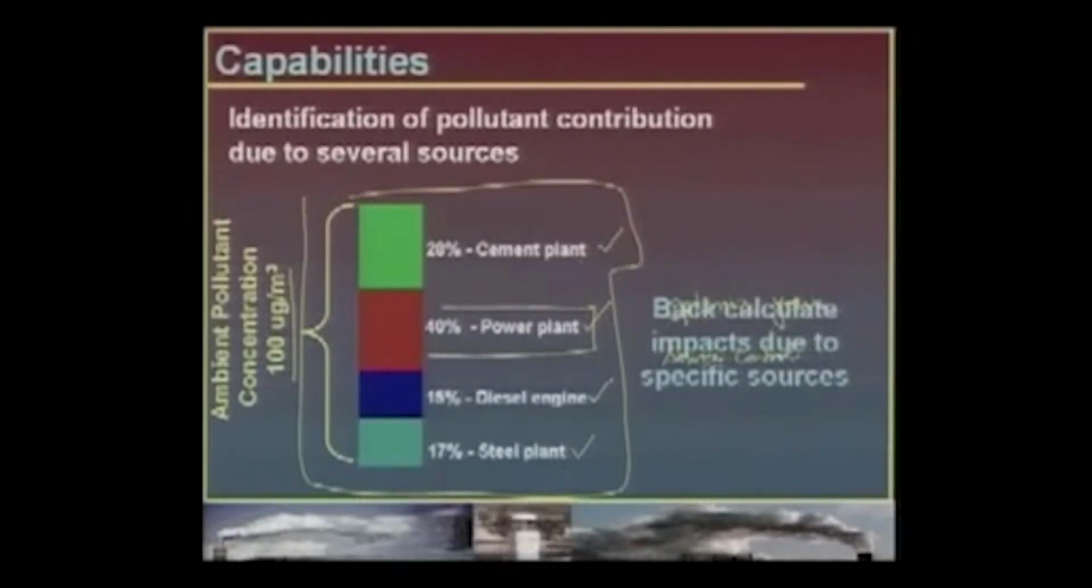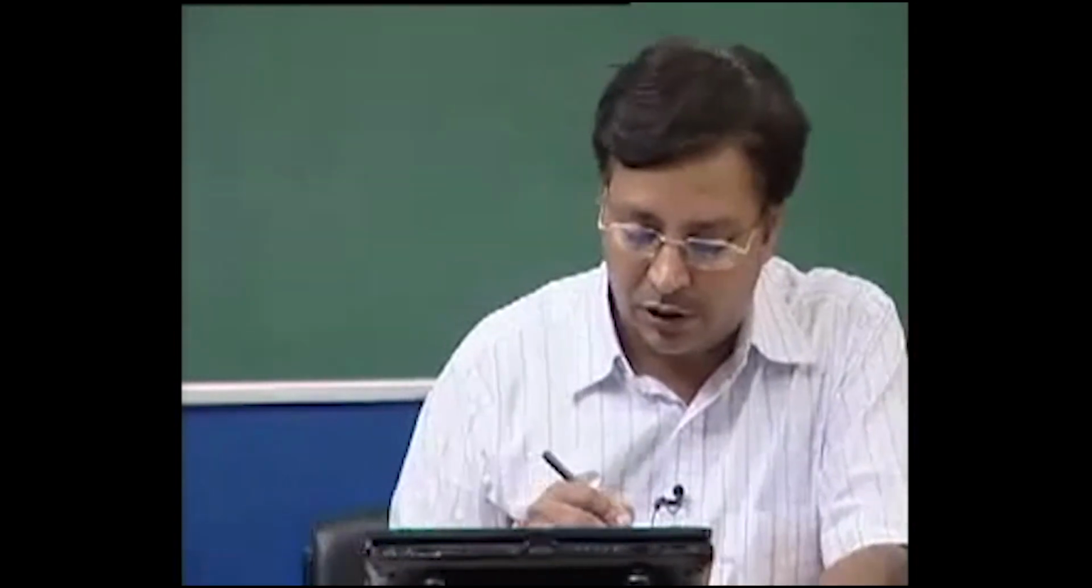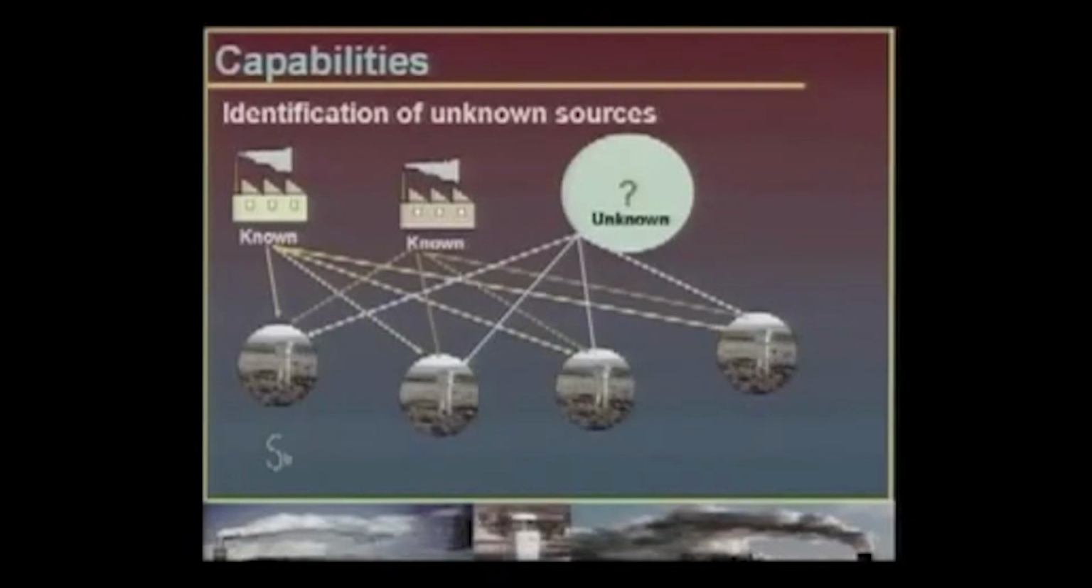Okay, the idea here is once we know, then we can back calculate the impacts due to specific sources. Again, similar thing, if you are doing the measurement, let's say at various locations. So this is site 1, let's say, this is 2, this is 3, and this is 4. Okay, and you also may be knowing your source in the area 1 or 2, but there may be a source which is not known to you.